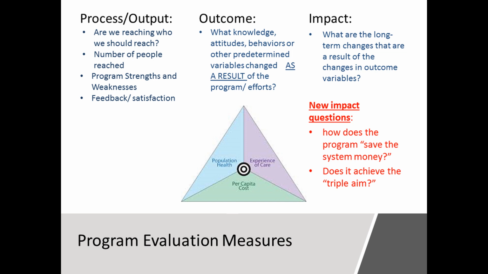But generally speaking, the first type of item you get is an output measure or a process measure. And these measures are answering the question, are we reaching who we should reach? Are we reaching the target population? It could be the number of people reached. It could be the percentage of the population that you get. It includes program strengths and weaknesses, and it also includes feedback and satisfaction.